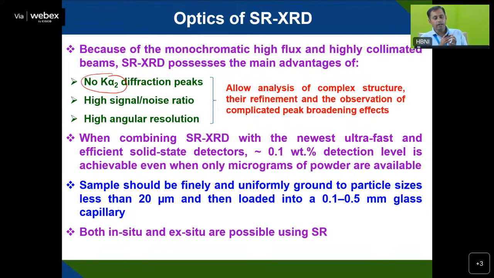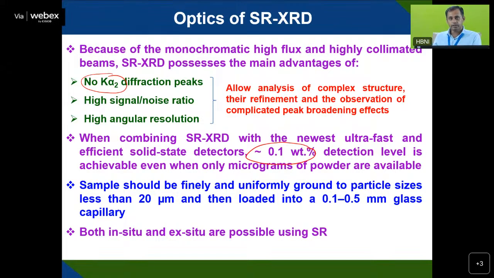So this allows analysis of complex structure, the refinement and observation of complicated peak broadening effects, which you can easily identify by using synchrotron XRD. When combining synchrotron XRD with its newest, ultra-fast, efficient solid state detector, even 0.1 weight% is the detection limit. So you are able to get very low concentrations of dopant.